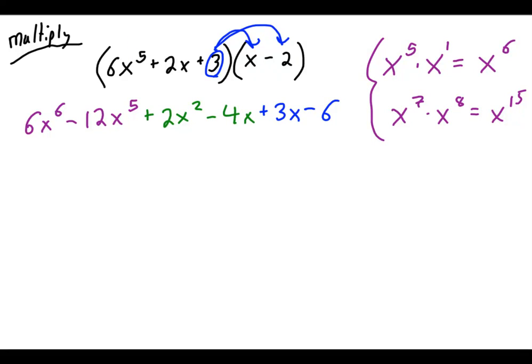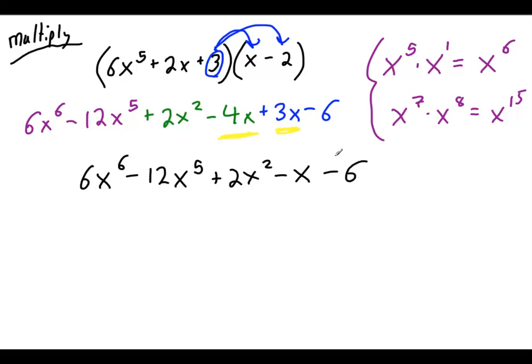And now we look at this and we say, do we have any like terms? Well, this is the 6th degree, 5th degree, 2nd degree. Oh, but right here we have 2 like terms. So we have one final step, and that's just combining our like terms. So negative 4x plus 3x just leaves me a negative x minus 6. This is my final answer.